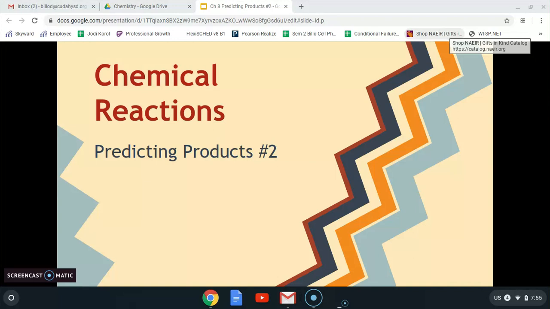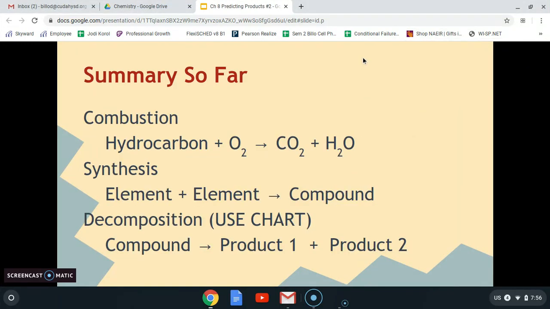Next, we're going to get into part two of predicting products. In this series of examples here, we're only going to focus in on two primary classes of chemical reactions, those being the single and double replacement reactions.